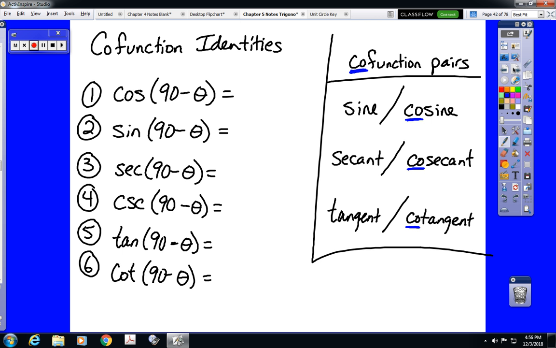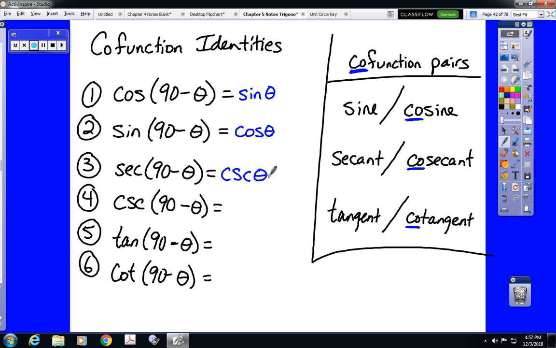The cosine of 90 minus theta degrees is equal to the sine of theta degrees. Same for the other direction. The sine of 90 minus theta is equal to the cosine of theta. That's not a surprise, or it shouldn't be. Sine, cosine. They're cofunctions. The same pattern applies to secant and cosecant, tangent and cotangent.